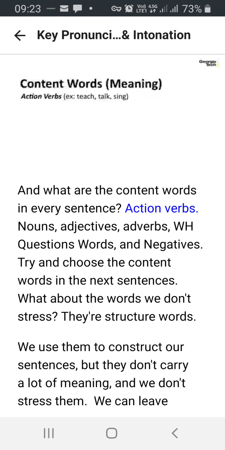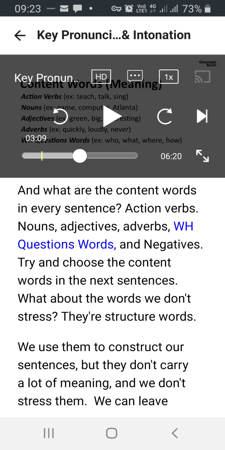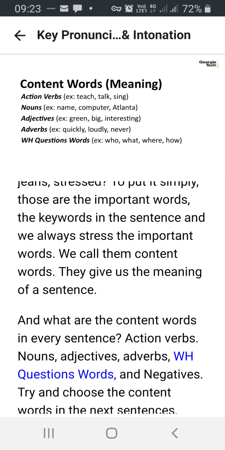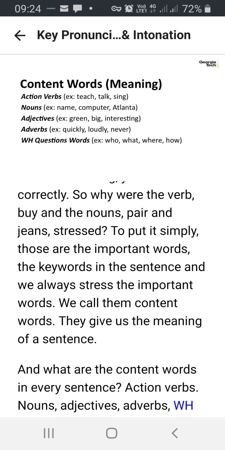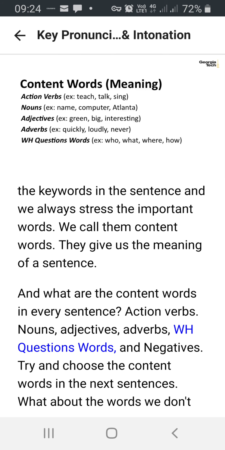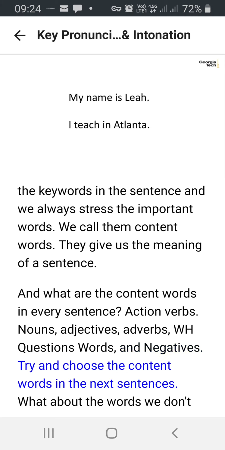Action verbs, nouns, adjectives, adverbs, WH question words, and negatives. Try to choose the content words in the next sentences.